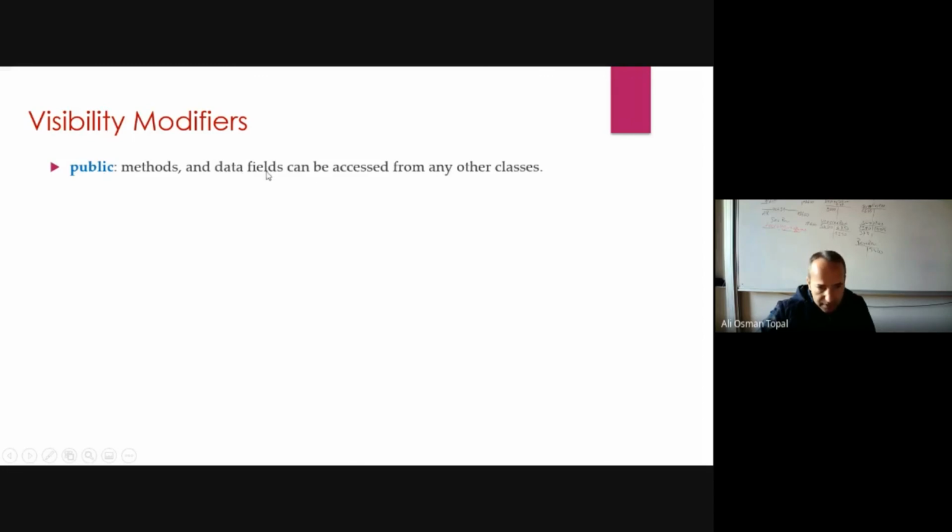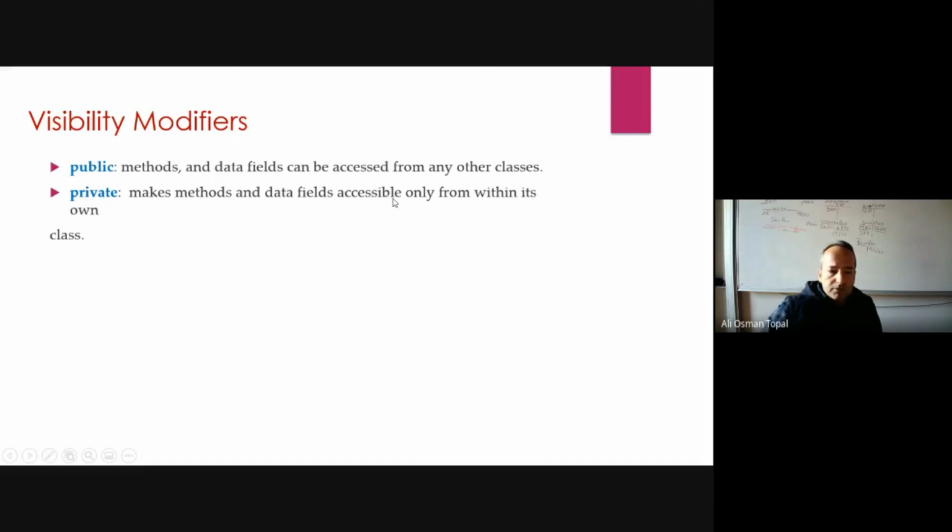Public methods and data fields can be accessed from any other classes. You have 5 classes. If you have public methods, they can access the other methods easily. Private makes methods and data fields accessible only from within its own class. If anything is private in your class, data fields or methods, nobody can have access, only the objects that you have created in that class have access to private.